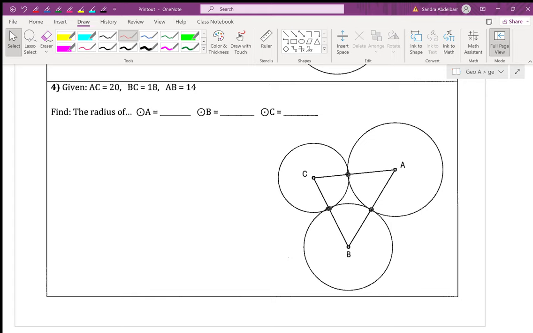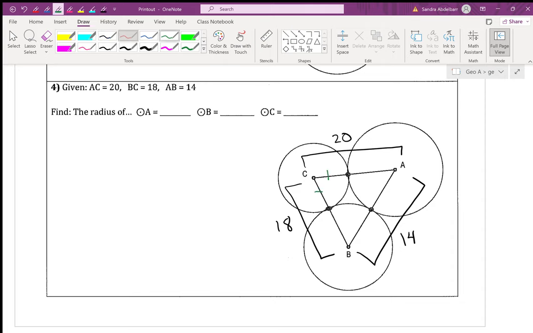All right. So number 4, we have AC is 20. We have BC is 18, and we have AB is 14. Remember, radii of the same circle are congruent, so the radii for circle C are congruent, the radii for circle B are congruent, the radii for circle A are congruent. It says find the radius of circle A, so it really doesn't matter what you call X. I went to circle A and called that radius X. So then the radius on the other side of A is also X. The radius for circle C will be 20 minus X.